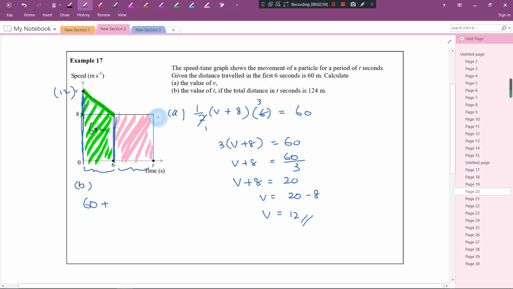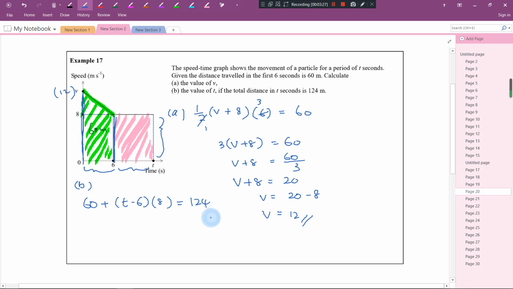The distance traveled here will be length times height, right? We want to get the area. So here we know the t, which is, if I want to find the length here, right? t minus 6 times the height here, which is equal to 8. This is the total distance traveled for the entire period, which is t seconds. And the question tells us that the total distance traveled is 124.